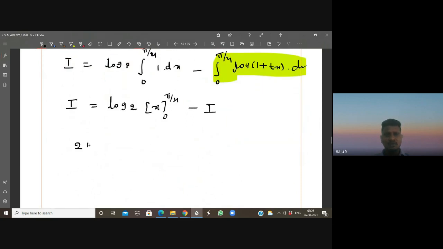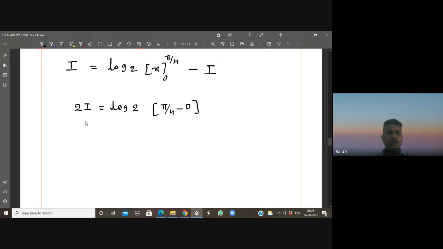I plus I, that is 2I, is equal to log 2 times pi by 4 minus 0. I substituted the upper limit minus the lower limit. Okay, now finally I is equal to pi by 8 times log 2. This is the required integral value.